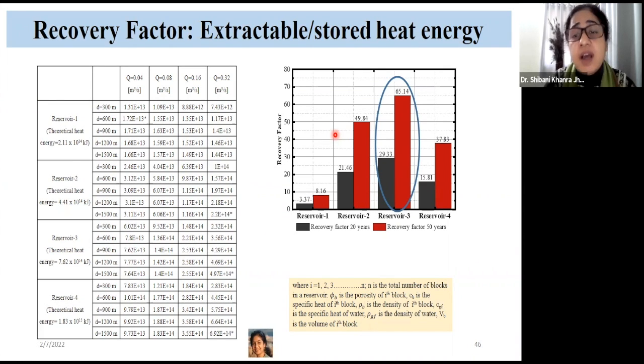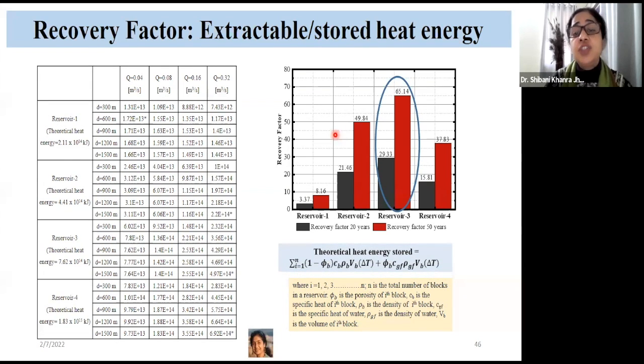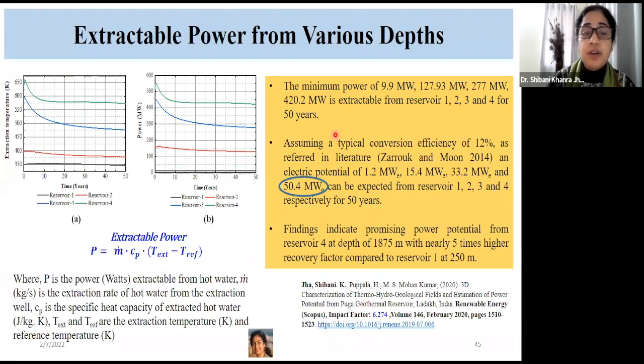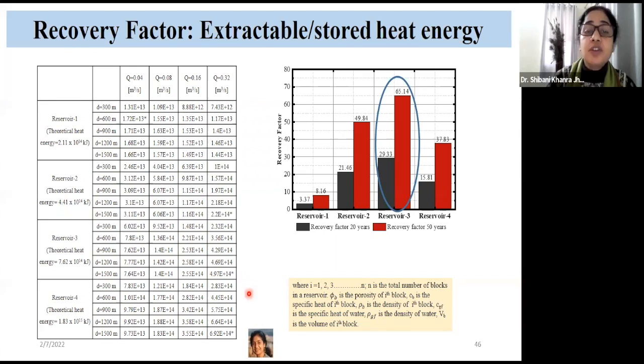So what does it mean? Recovery factor is the ratio of the power which can be extracted from that particular resource, that is the reservoir, divided by the theoretical heat stored within it. So the power, which we have already calculated, as you have seen in the last slide, is divided by the total energy which we can extract, which can be estimated from that simulation study, as you have seen.